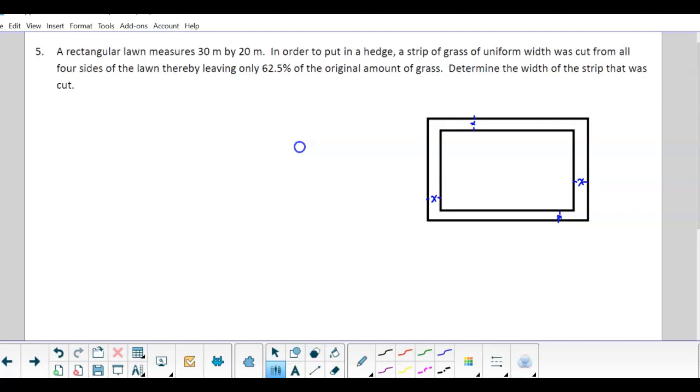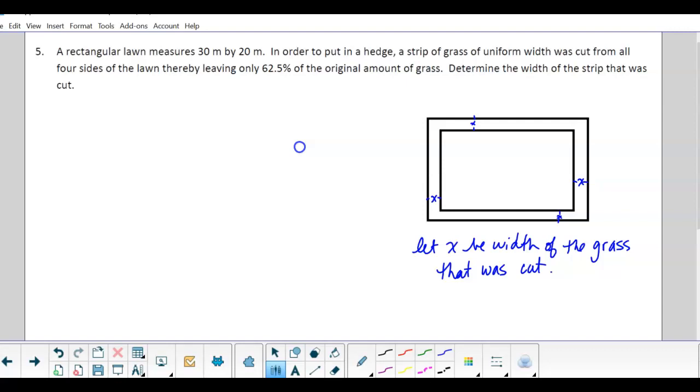Okay, so it's cut from all four sides, leaving only 62.5% of the original amount of grass. Determine the width of the strip that was cut. So you're trying to find x. So let x be the width. If you don't have a diagram, then for sure you have to have a let statement. But if you have a diagram, I'm okay with it as long as you label it correctly on there.